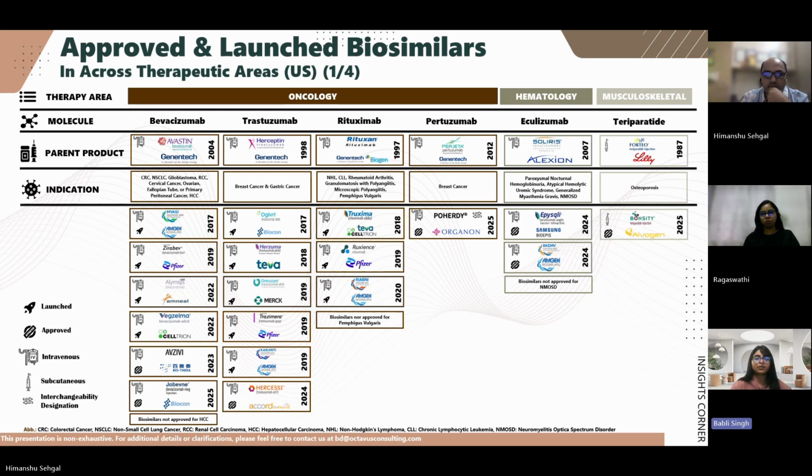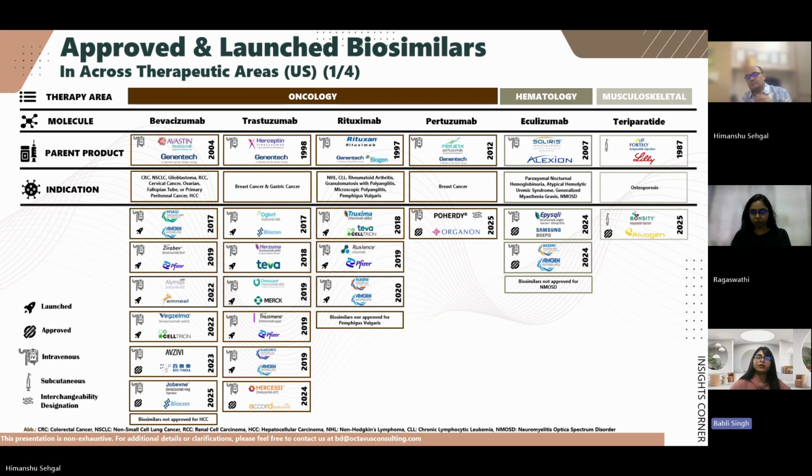Moving to trastuzumab, Herceptin, it's again the original product of Genentech, which was approved in 1998 for breast cancer and gastric cancer. Here there are also six approved biosimilars of this biologic, of which five have been launched and one is approved only. Moving to rituximab, Rituxan is again an original molecule of Genentech and Biogen, which was approved in 1997 for NHL, CLL, rheumatoid arthritis, etc. Three biosimilars have been approved for this reference molecule. They are all launched, and these biosimilars are not approved for pemphigus vulgaris because it also has its patent exclusivity yet.